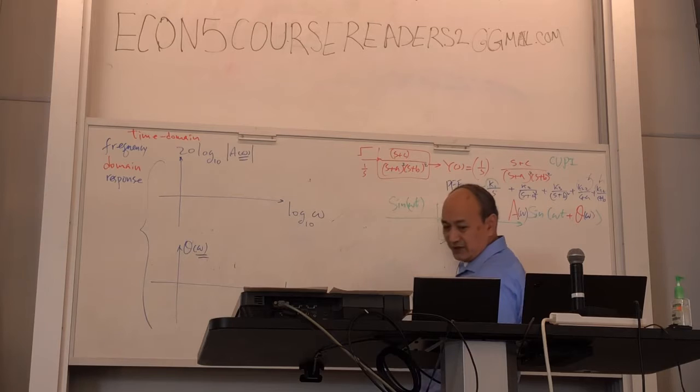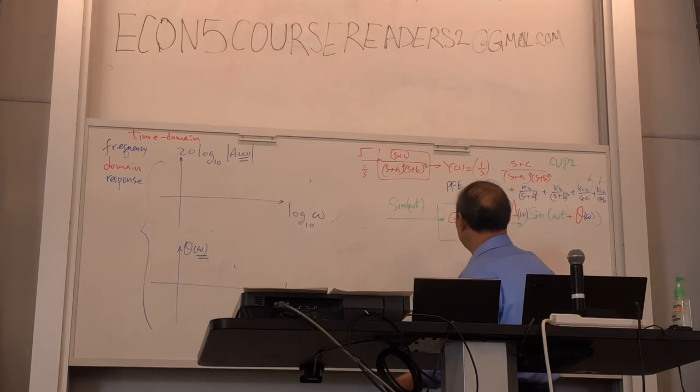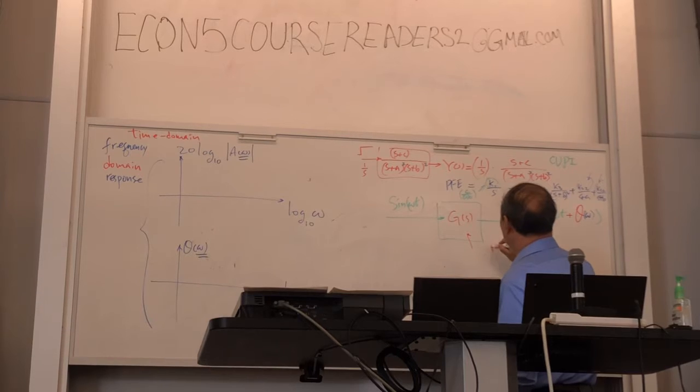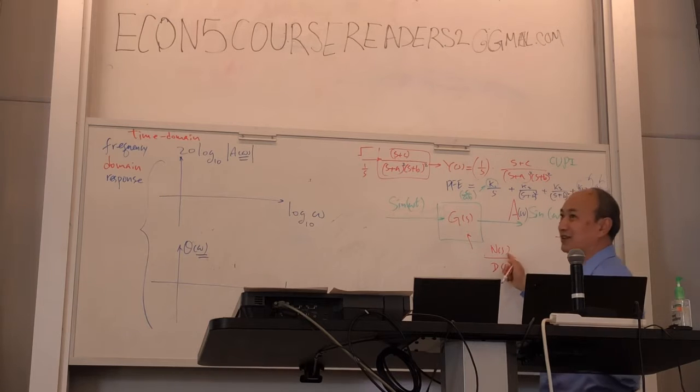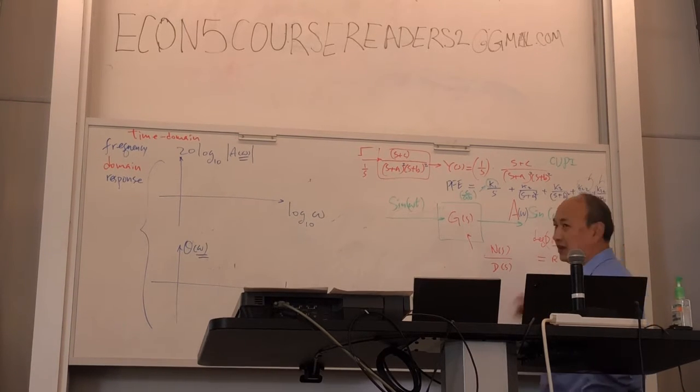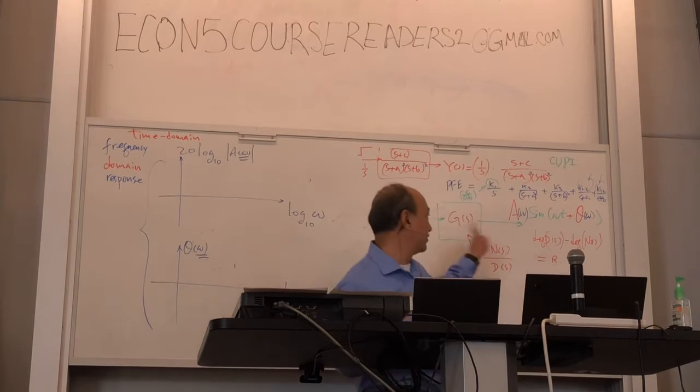So let's review that. Today we are going to focus on G of S. Of course, we write the G of S in terms of a numerator N of S and a denominator D of S, and these are polynomials. The highest degree of D of S minus the degree of N of S is called the relative degree of the transfer function.